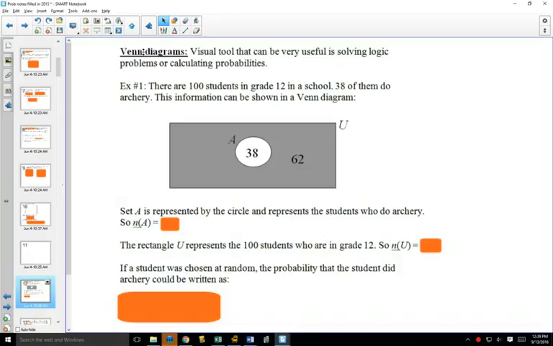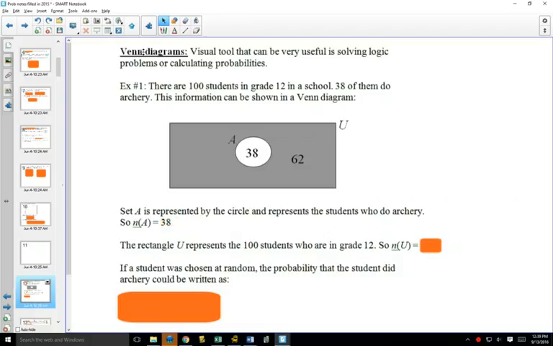So there's 100 students in grade 12, 30 of them do archery. So our event here with the circle A is representing those 38 students that do archery. How many people are outside of that circle? It would be 62, because we knew there were 100 students in total. So this is a very simple Venn diagram with one event in it.